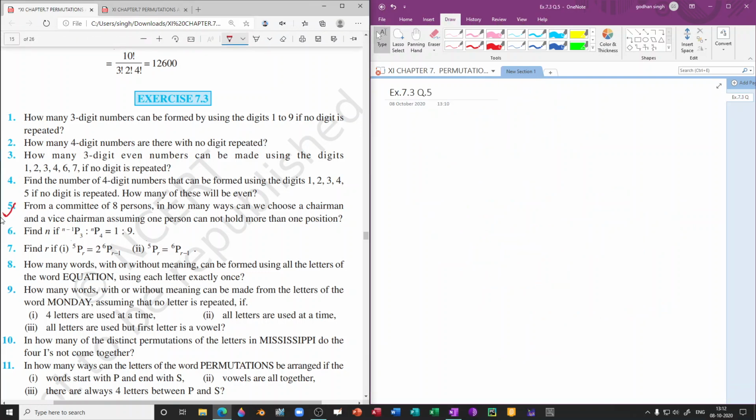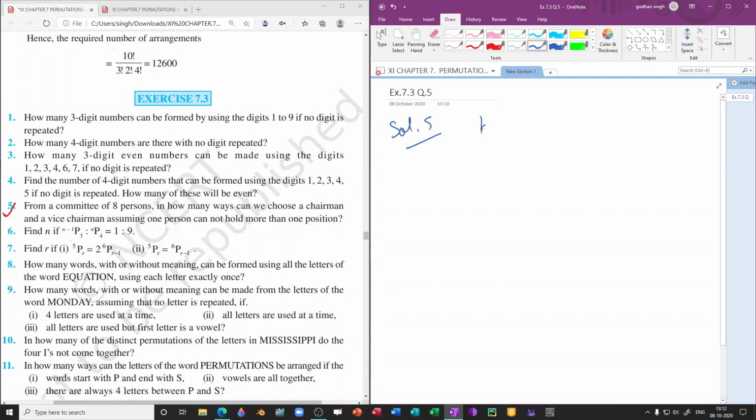Question number 5. From a committee of 8 persons, in how many ways can we choose a chairman and a vice chairman, assuming one person cannot hold more than one position? So in solving question number 5, solution 5. Here number of persons are 8, so here n equal to 8. And how many positions are there? One is of chair and one of vice chair, so total 2. r equal to 2.